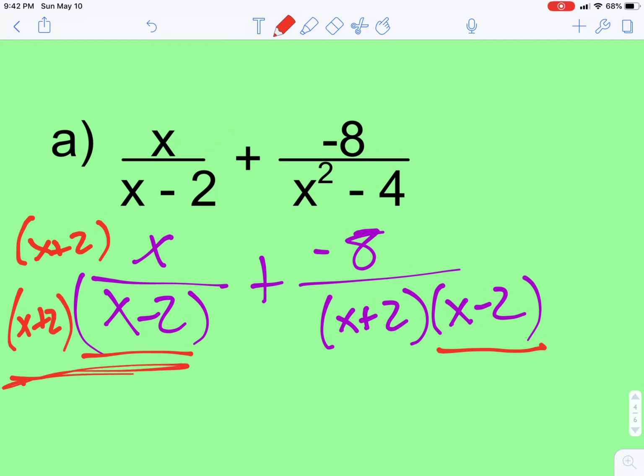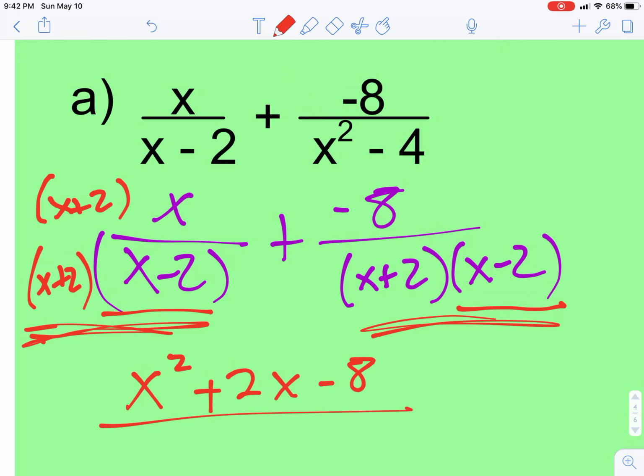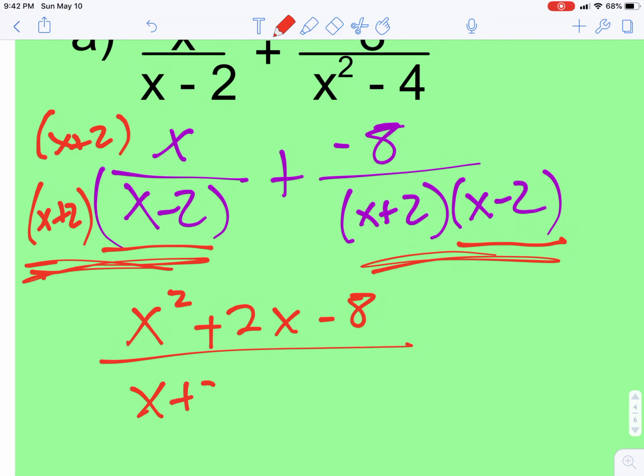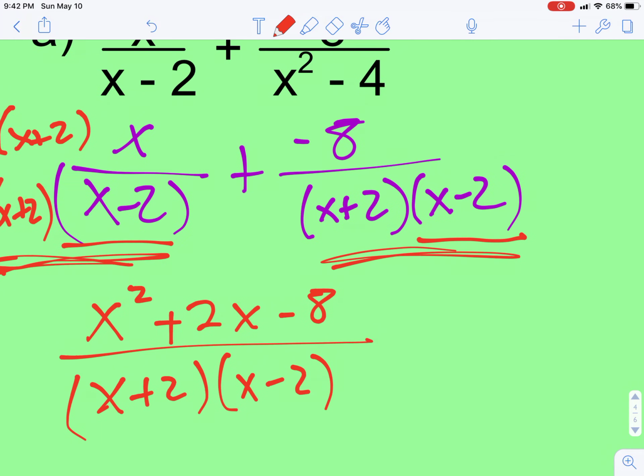Now you could see that this denominator is the exact same as that denominator. So you multiply by the special one, that's the special one factor, and now we're going to distribute and do the math. So we got x squared plus 2x minus 8 over x plus 2, x minus 2. Go with x, the domain restrictions, x can't be 2 or negative 2.